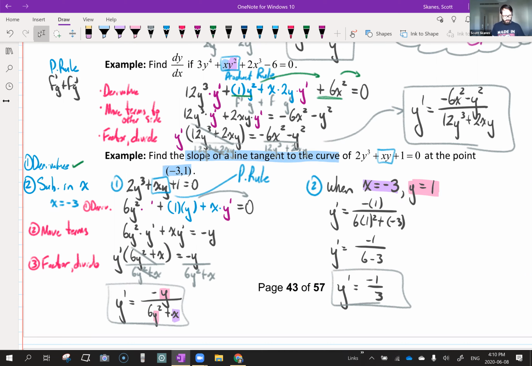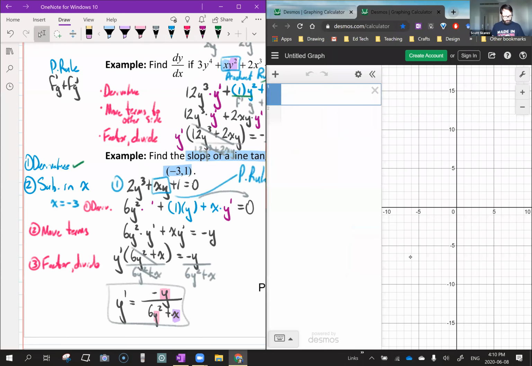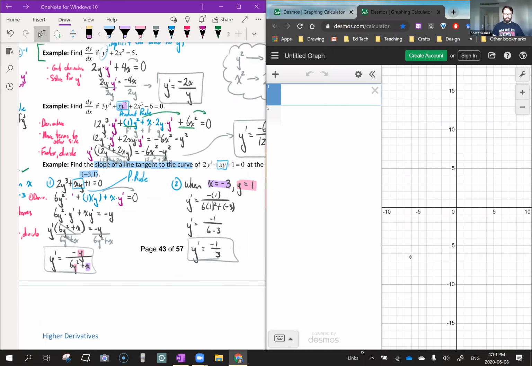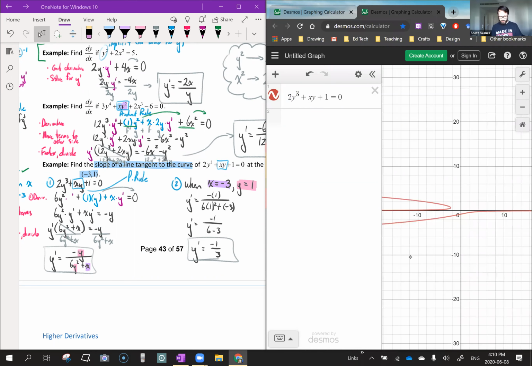If you're still writing that, I'll keep it there for you. I just want to show you what this looks like. Yes, the way to confirm it actually is to use Desmos. And some students don't like to do this, but this is what you would have to do. It's kind of the only way. I would write the original function, 2y cubed plus xy plus 1 equals 0. So this is my function.